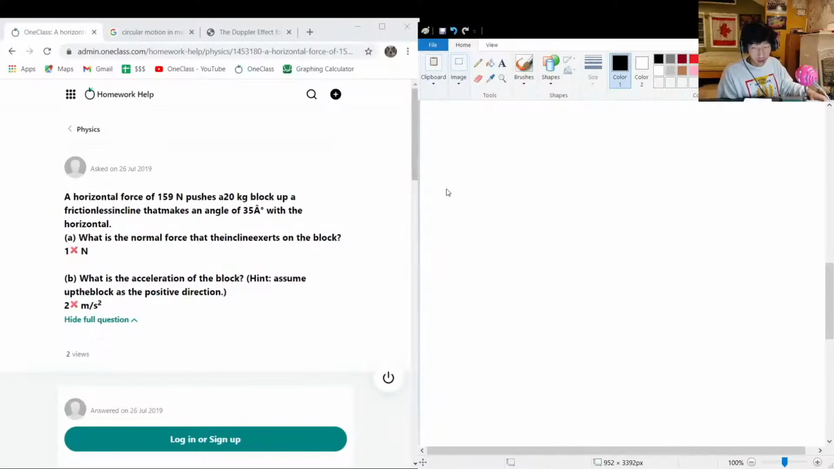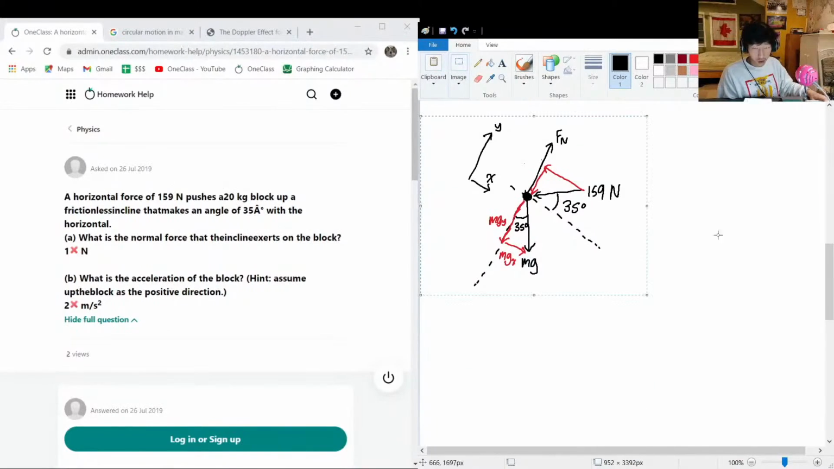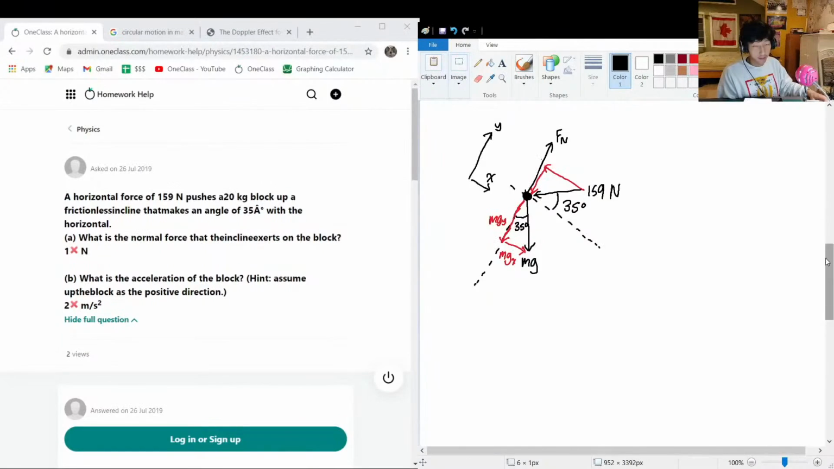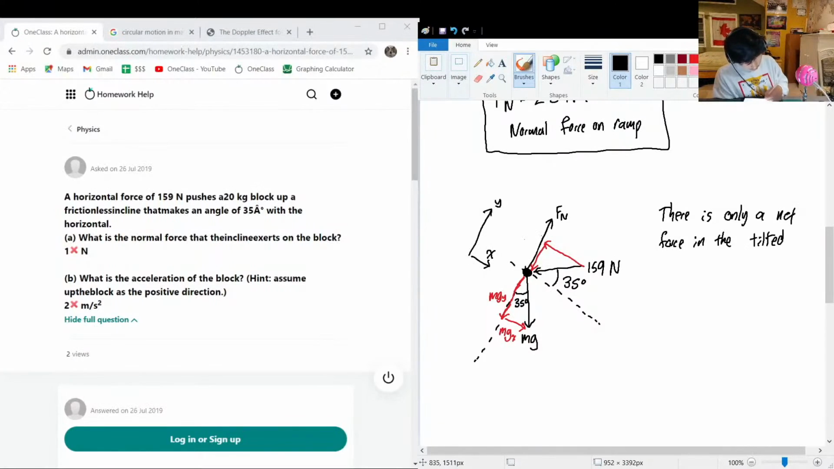Okay, so here let's paste that in. This was our free body diagram of just the forces that correspond to our ramp situation up here. Okay, cool. So now we want to find, there is only a net force in the tilted x-axis direction.